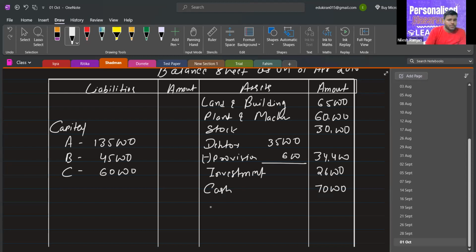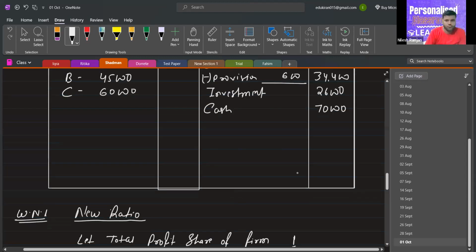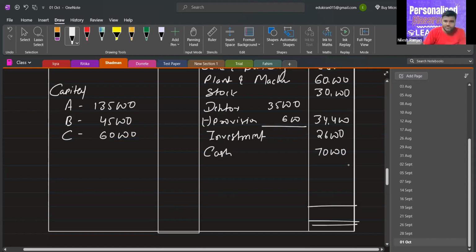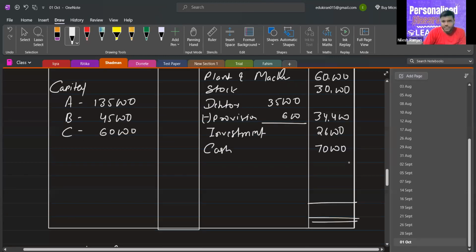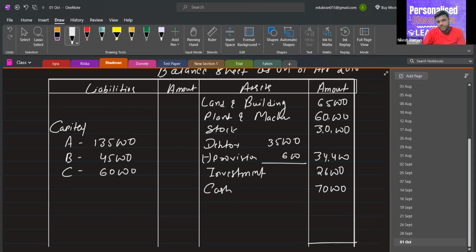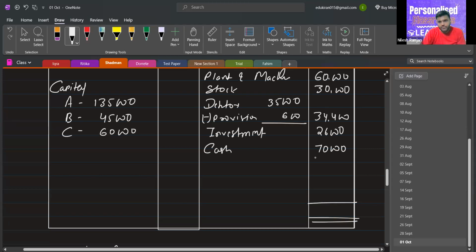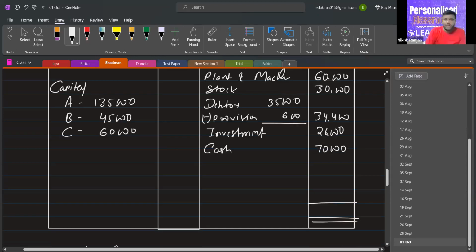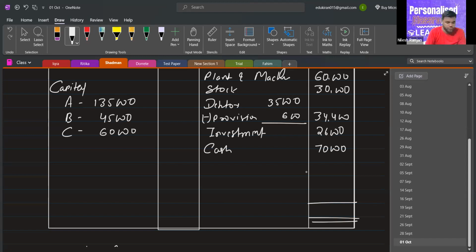Sir, how does it become 70,000? 10,000 is the opening balance and 60,000 brought by C. Sir, the opening balance is in the question. Yes, in the balance sheet you will see the cash 10,000. Yes, sir, it's there.